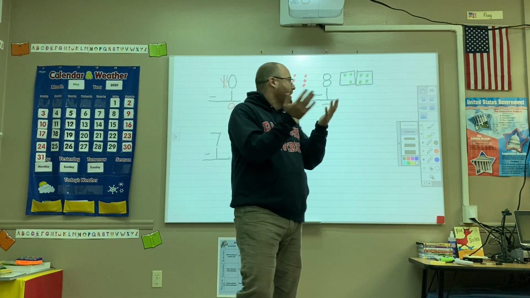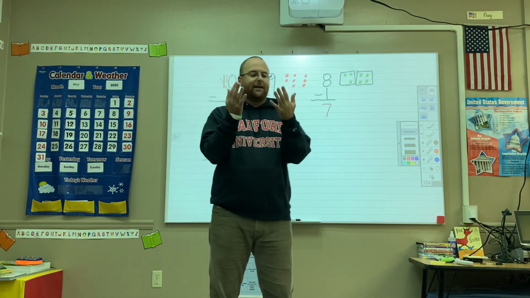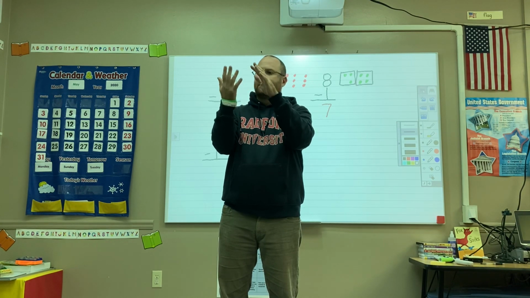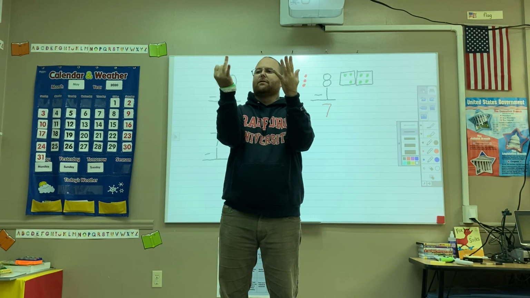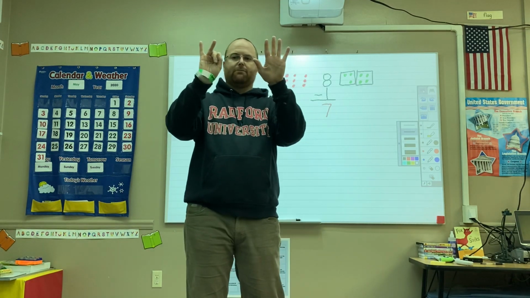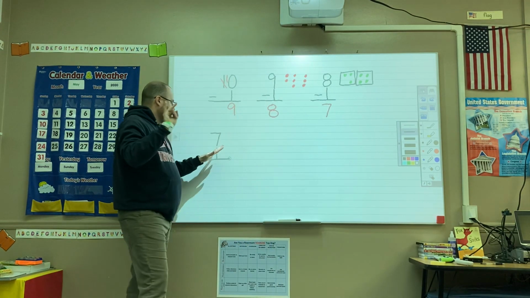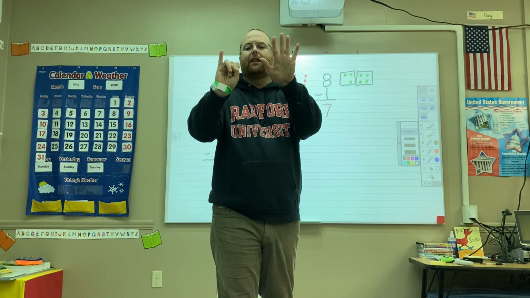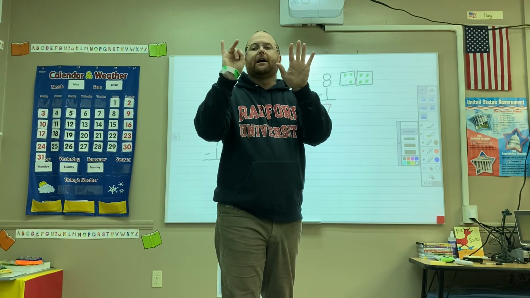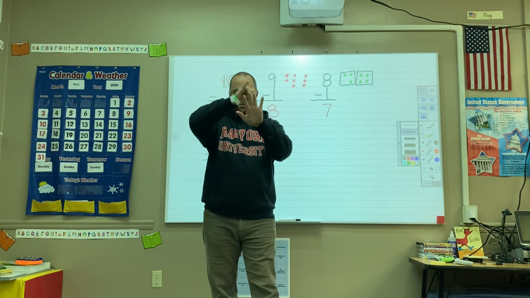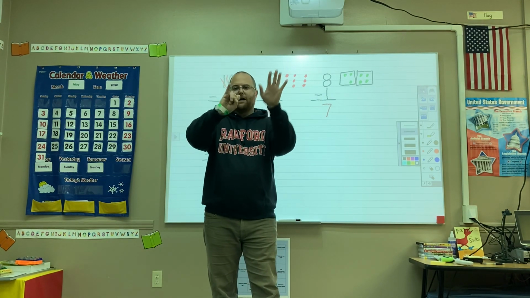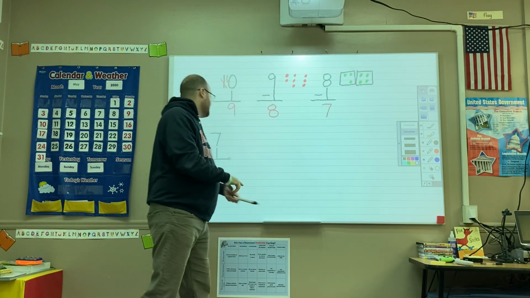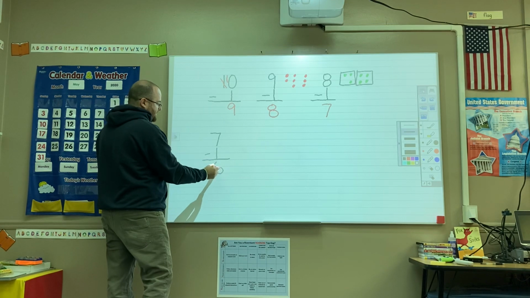Hey, I can use my hand. I can pretend like I have 7 zebras. 1, 2, 3, 4, 5, 6, 7. So I don't need these 3 right here. I've got 7 zebras. How many do I need to take away? I need to take away 1. Give my friend a zebra. Now how many do I have left? I had 7, and I took 1 away. 1, 2, 3, 4, 5, 6. 7 minus 1 is 6.